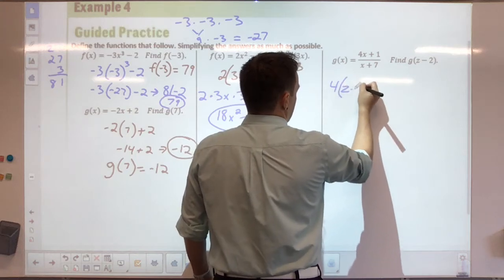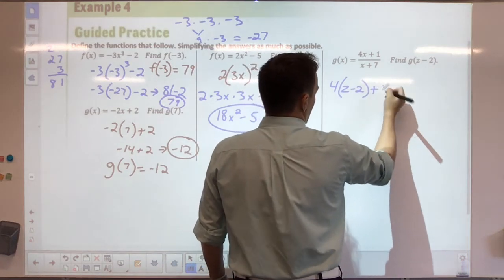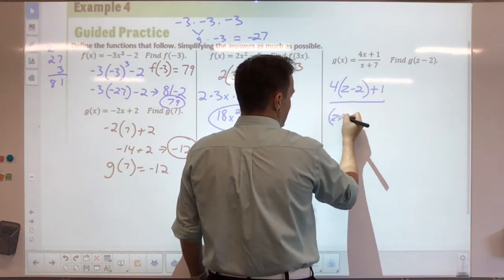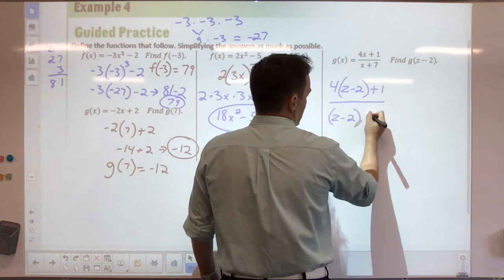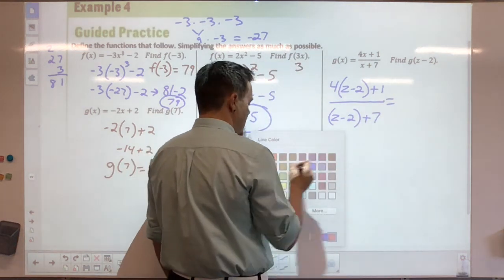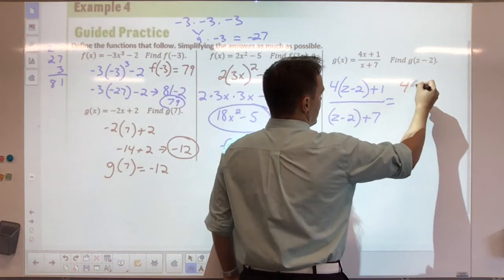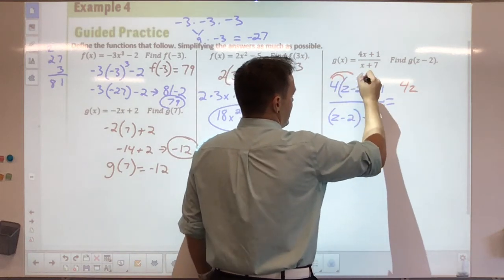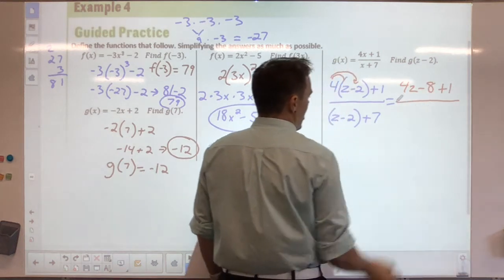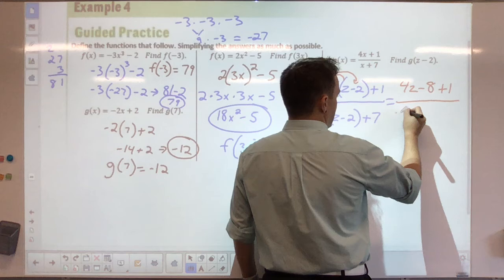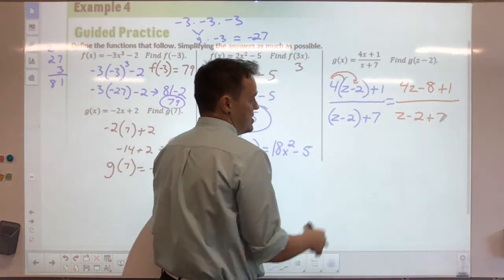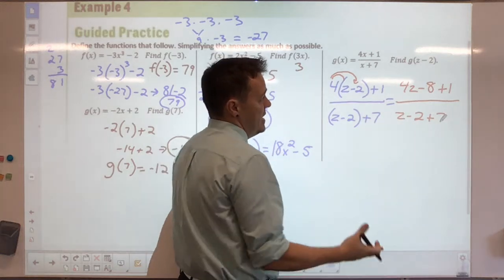So it's z minus 2 plus 1 all over, and then it would be z minus 2 plus 7, and then you simplify. Right, so on this one here, you would have 4z, because you're distributing it into there and there, minus 8 plus 1, all over. And then this would be z minus 2 plus 7, because we're not doing anything with the parentheses on this one. We're just getting rid of it. And then you simplify, right?